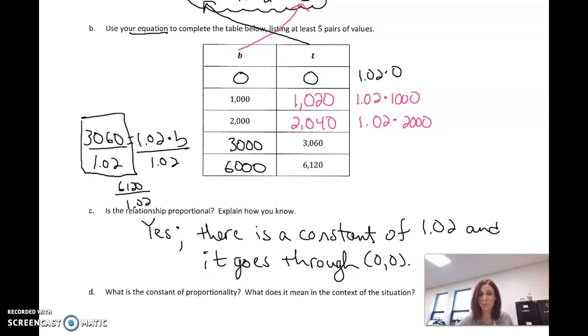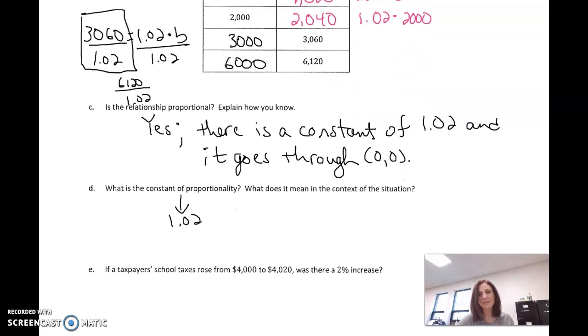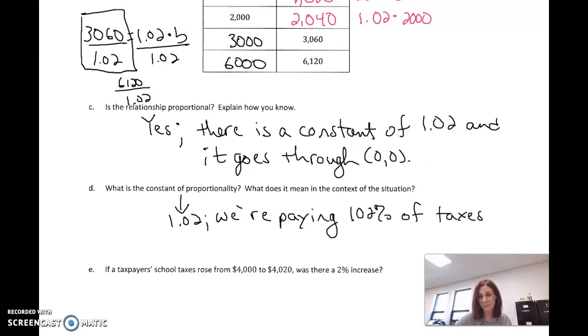So again, what's the constant of proportionality? I just said it right here: 1.02. What does it mean? Well, it means we're paying 102% of last year's taxes, or taxes before. We're paying 102%: 100% plus an additional 2%.